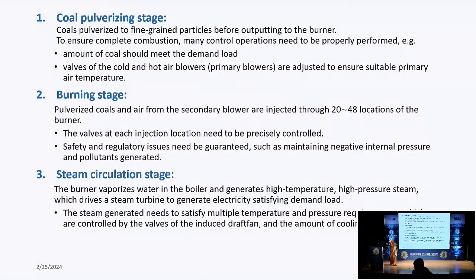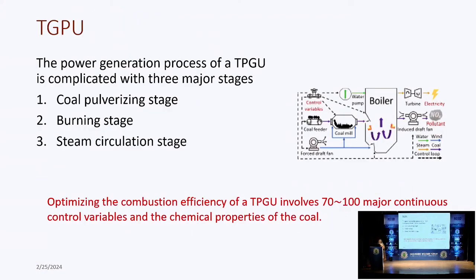So in a typical plant, there are a lot of different components, and they have their behavior, and what needs to be done. This is only part of what is reported in the paper. There are several other things, so there are many such control parameters. What they have said is that in their work, they look at about 70 to 100 major continuous control variables and the chemical properties of the coal, that is the input materials.